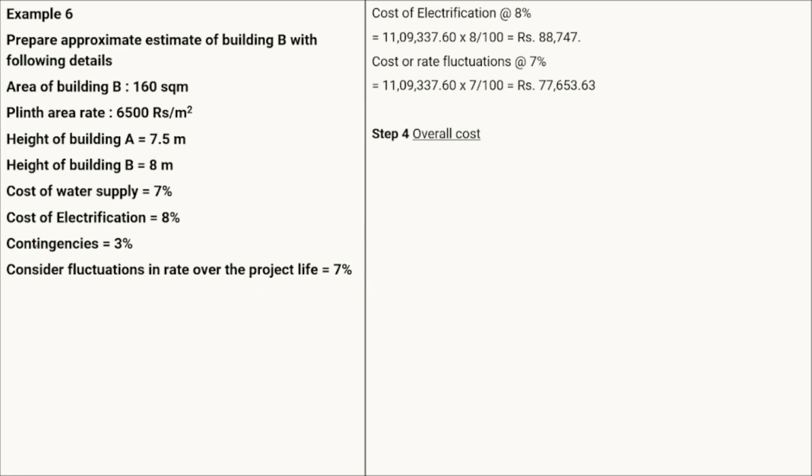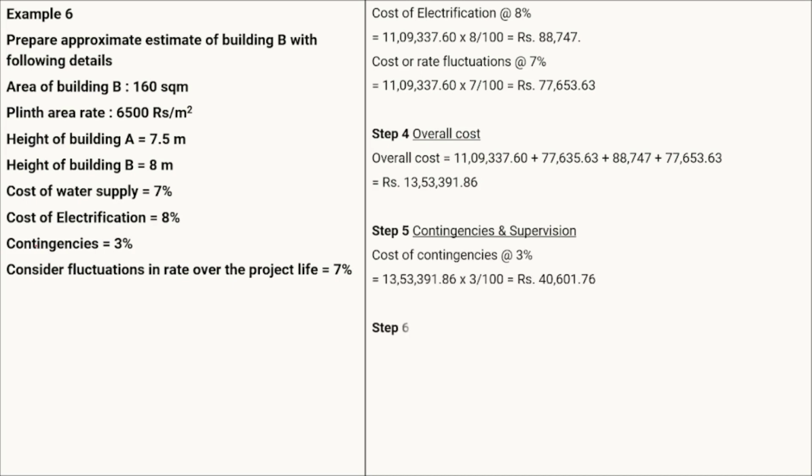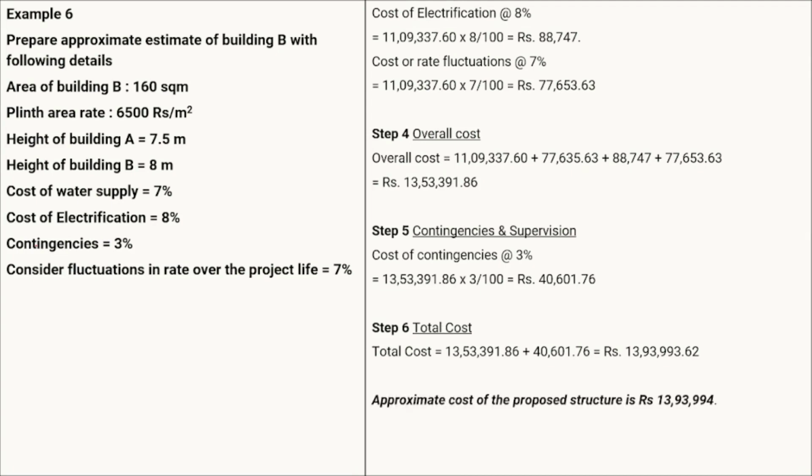For the contingencies, we will require the overall cost. So the overall cost will be the cost of the building. Again, this is similar to the previous numerical, whatever we have done, this is the same. So the total cost is the overall cost plus the cost of the contingencies. So for this particular building, the total cost is 13,93,994. Now example number 7.